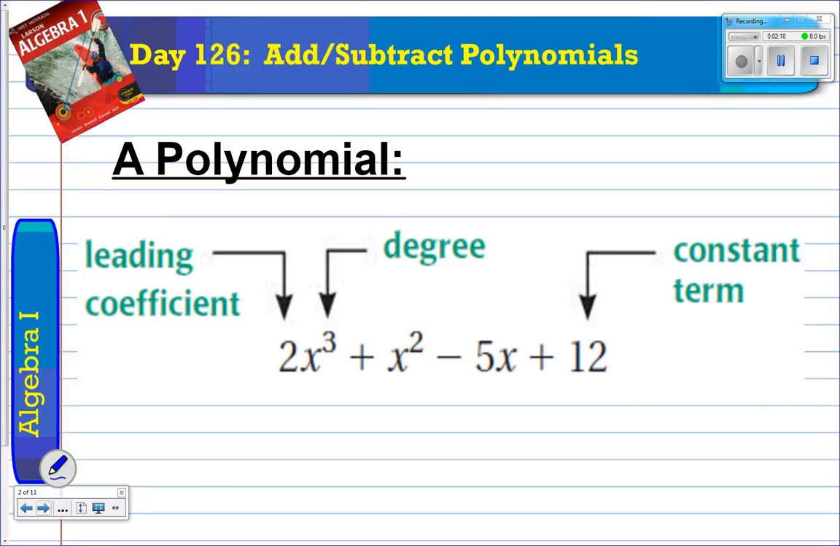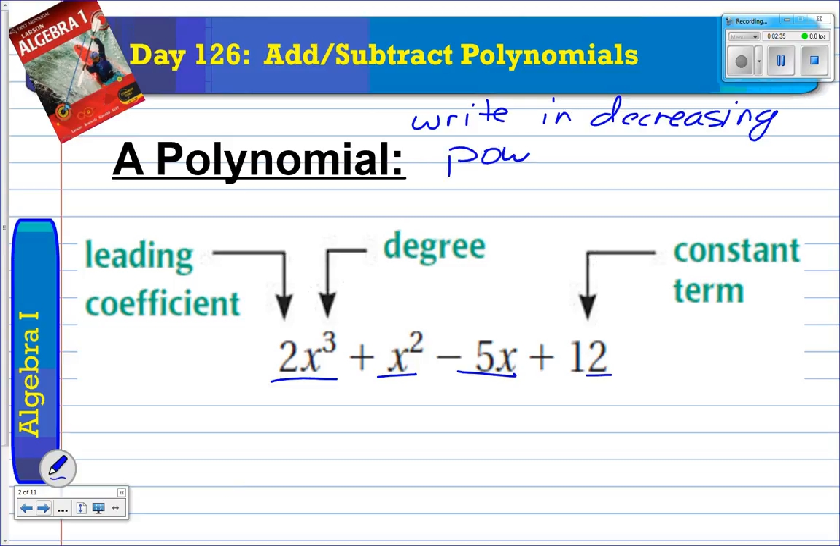Okay, a polynomial has many different parts. We talked about the terms. Each one of these things is a single term. So this has 4 terms. We always write polynomials in decreasing powers of x, or whatever your variable turns out to be. It doesn't have to be x.